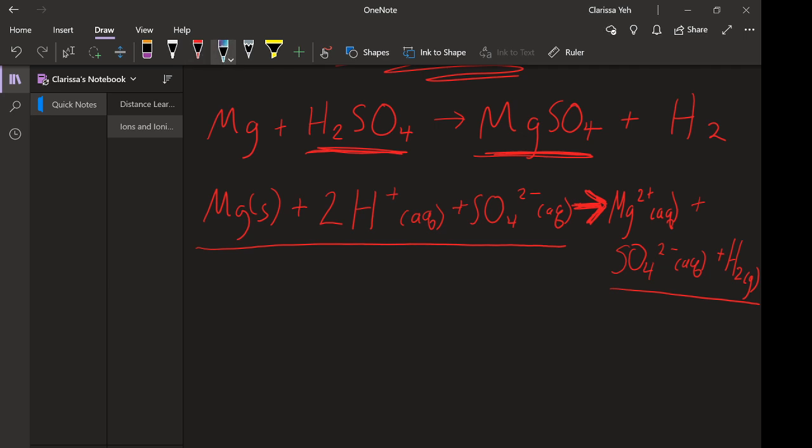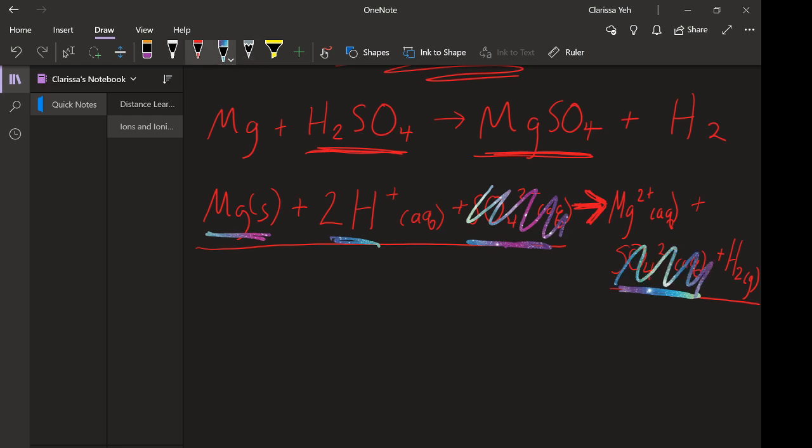So the way you can have a look is, I'm going to look at Mg, right? There's no Mg here. There's no other Mgs on this right hand side. So that's not going to cancel. My H+, there's no H+ here on the right hand side. So that's not going to cancel. SO4 2-, well, I see another SO4 2- here. So that can cancel.